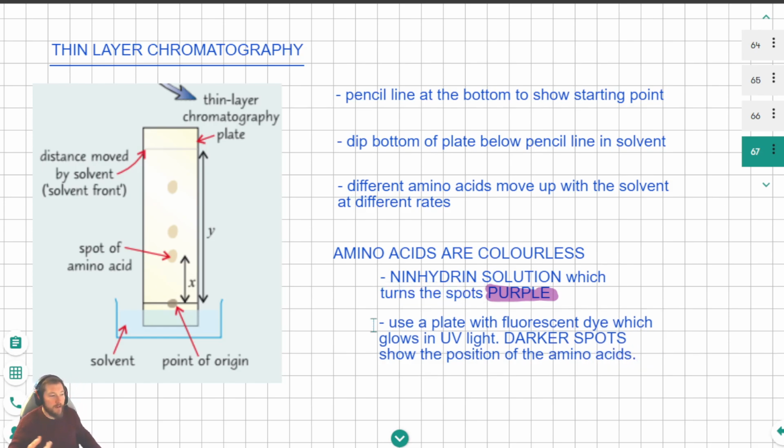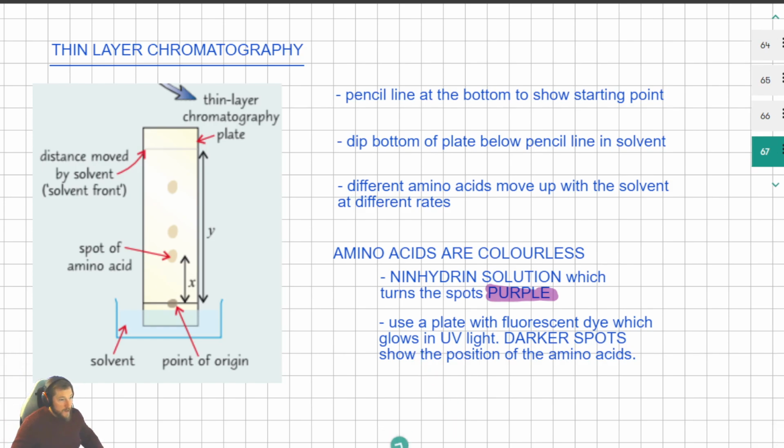That would be a common error for students to make in the exam, because often when we use fluorescent light, we're looking for something that glows up, but here it is the opposite. And we can just draw around the position of the amino acid to see where they are.